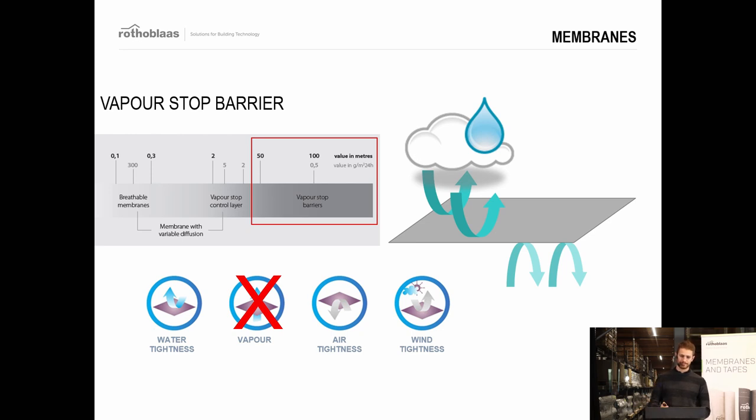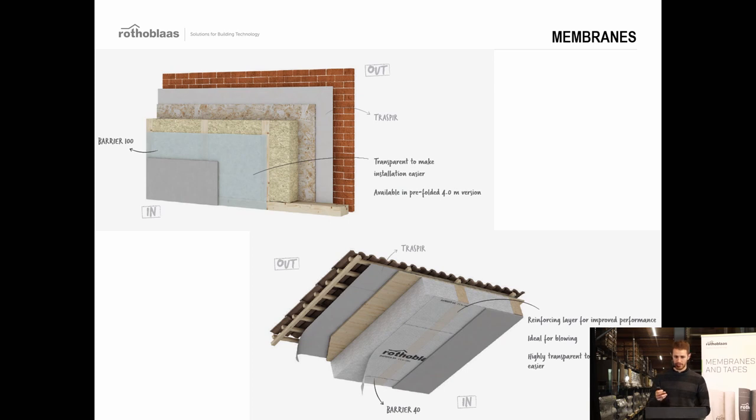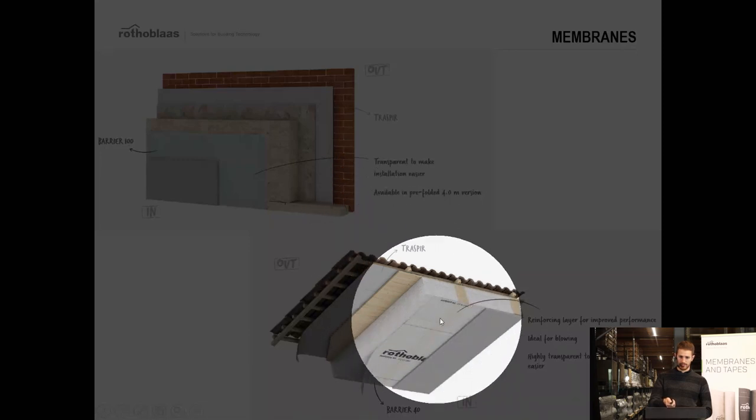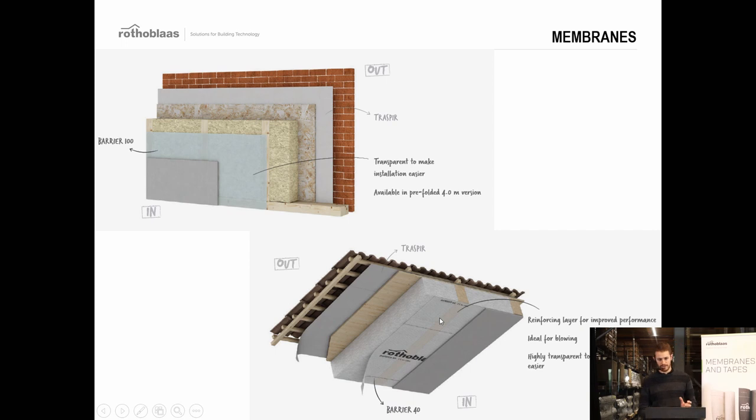So that's, as you can see below, a barrier that stops the vapor completely from passing through. Let's see where we have to place it in the build-up, and I will show you immediately. So that's where you have to place it, on the warm side of the construction, of course, because you need to prevent the vapor from getting into your floor or your wall or your roof, for instance.